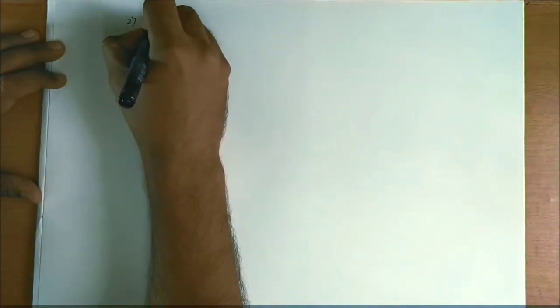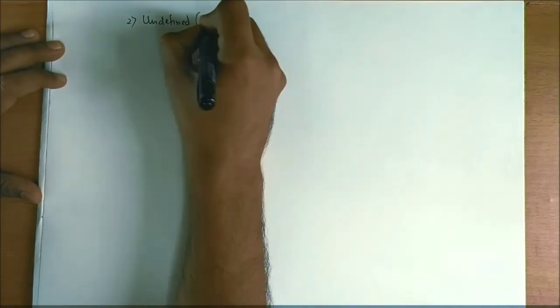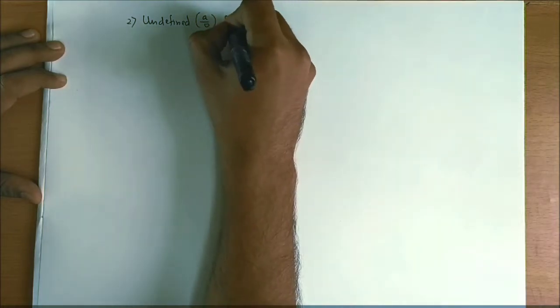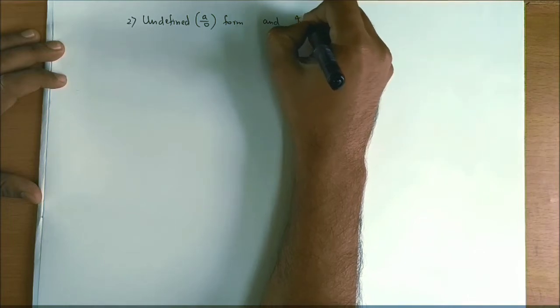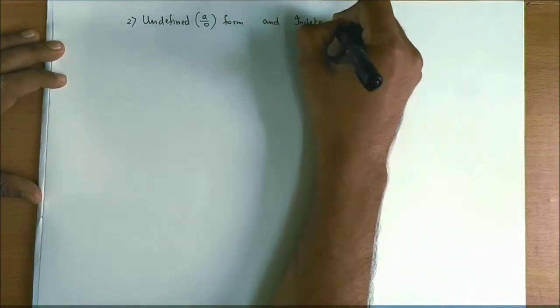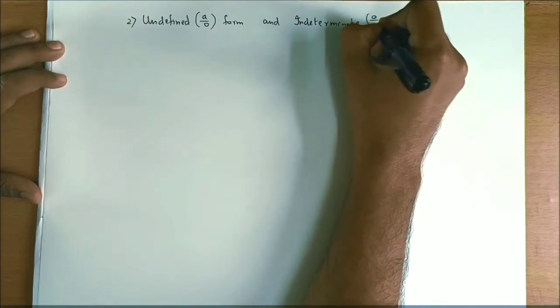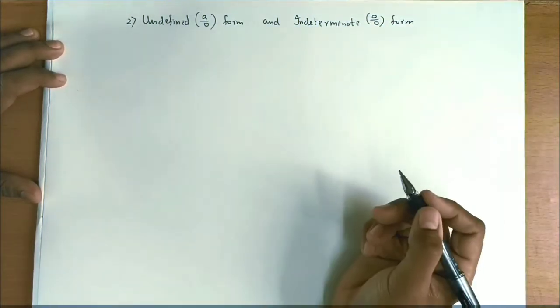We now check the second category, and that is how to find the limits of, say, the undefined forms. Now undefined forms, what are they? Whenever you have the denominator as 0, okay, say a upon 0, that's an undefined form. And how to find the limits of the indeterminate form. Now there are 6 indeterminate forms, but I'll be just talking about the 0 upon 0 form.